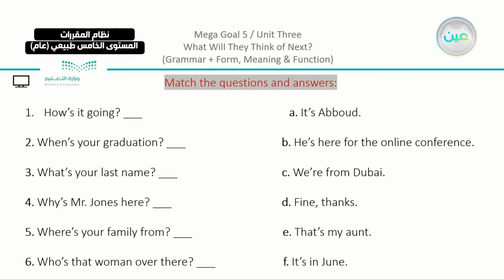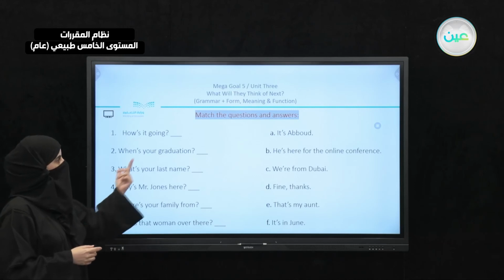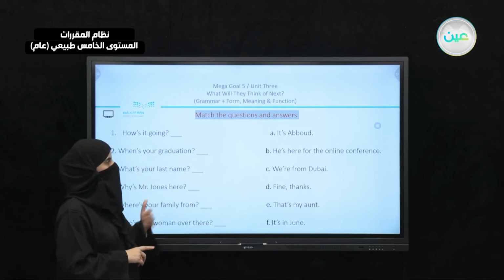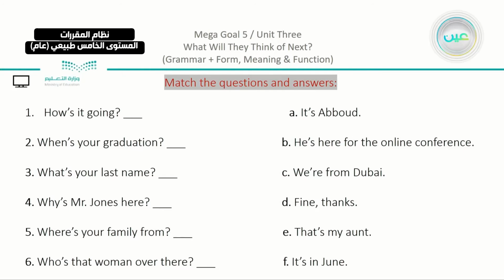So let's start with this simple exercise. The answers: it's Aboud. He's here for the online conference. We're from Dubai. Fine, thanks. That's my aunt, and it's in June. So the first one, how is it going? Someone is asking you, how are you? How is it going? You're going to answer with D.